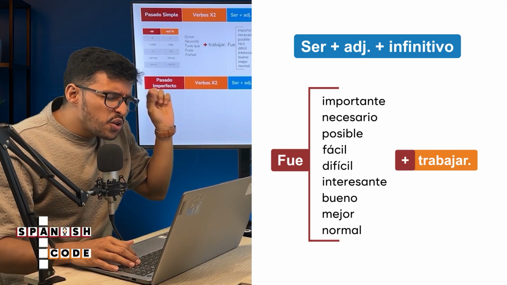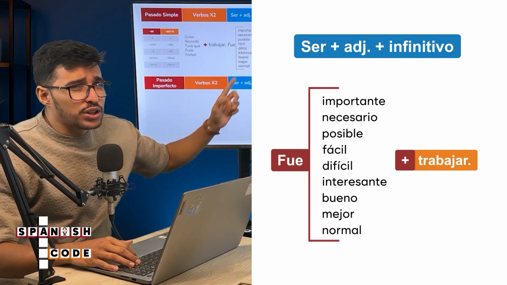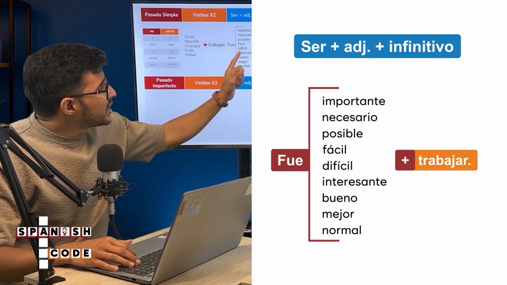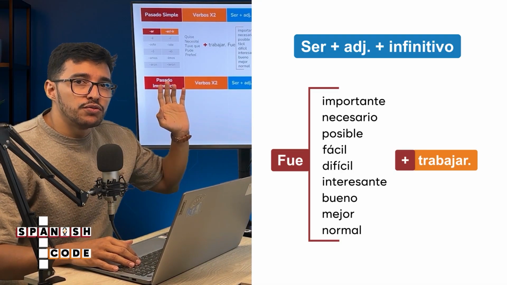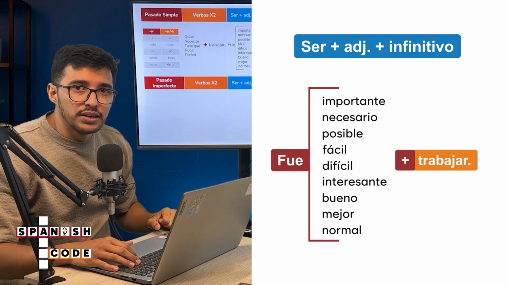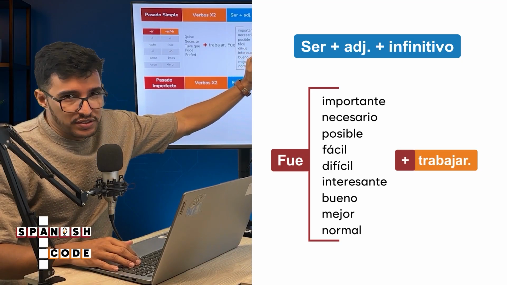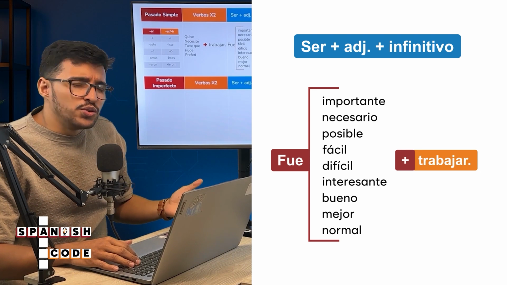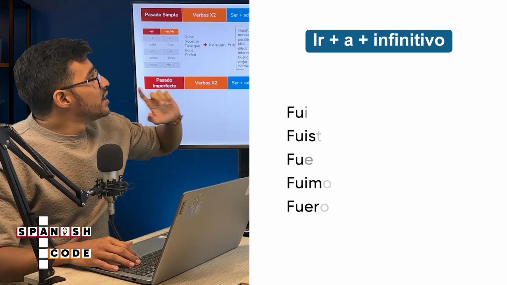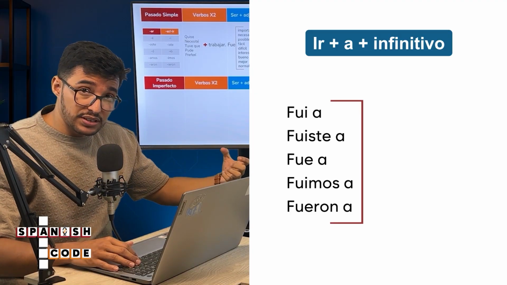And your brain is always going to betray you. You're going to want to put something in between like fue importante para, fue importante de if you speak French. But we don't put anything, only 3 words. Fue importante trabajar. Fue difícil. It was hard to work. And then you can replace trabajar with any verb like fue bueno comer. It was nice to see you. Fue bueno verte, right?